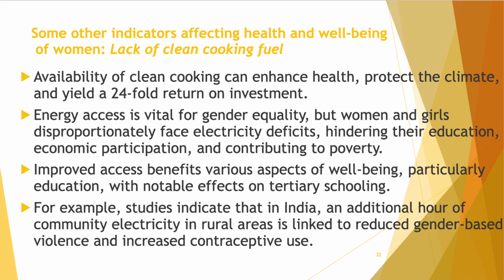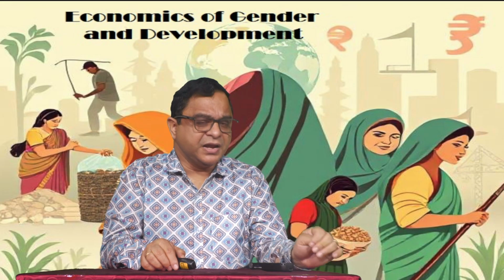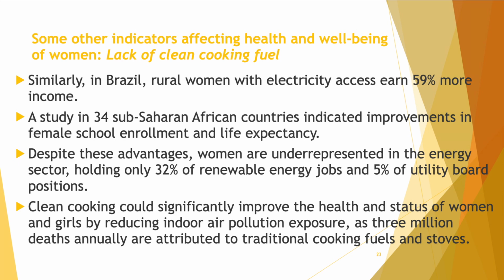For example, studies indicate that in India, an additional hour of community electricity in rural areas is linked to reduced gender-based violence and increased contraceptive use. Similarly, in Brazil, rural women with electricity access earn 59% more income. A study in 34 sub-Saharan African countries indicated improvements in female school enrollment and life expectancy.